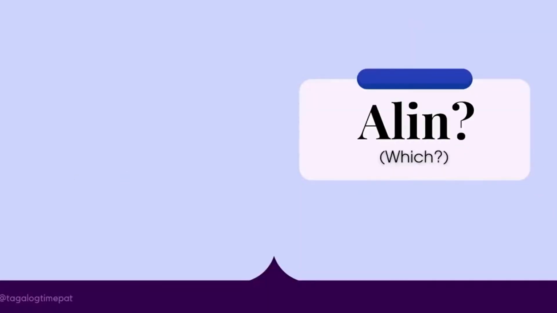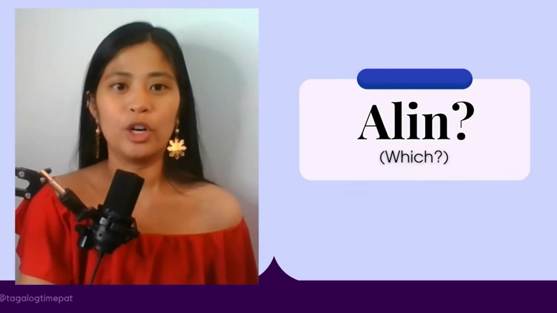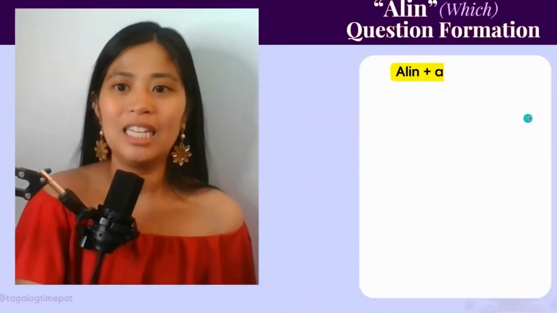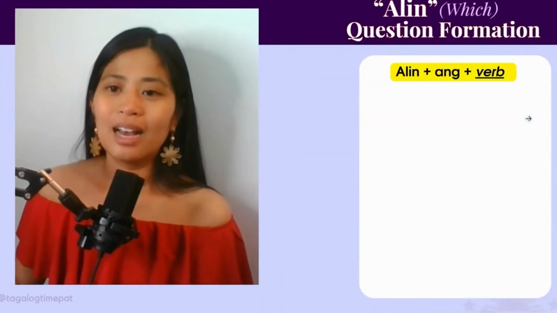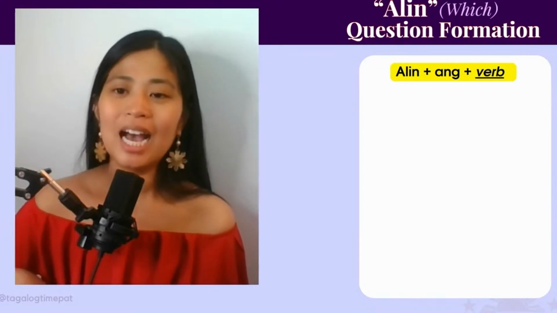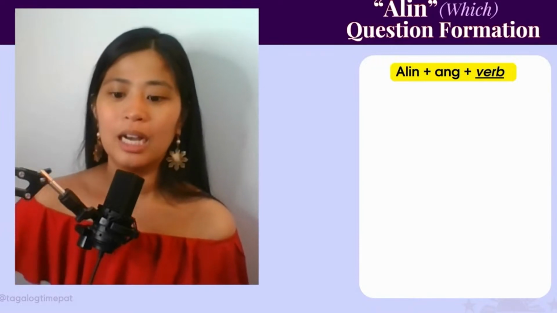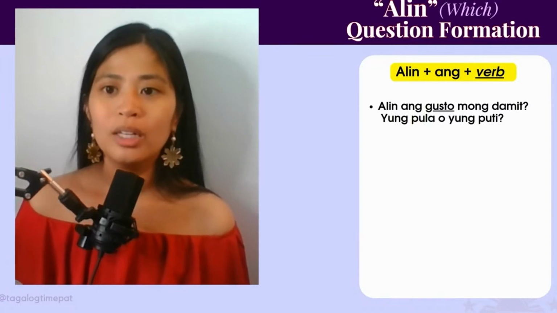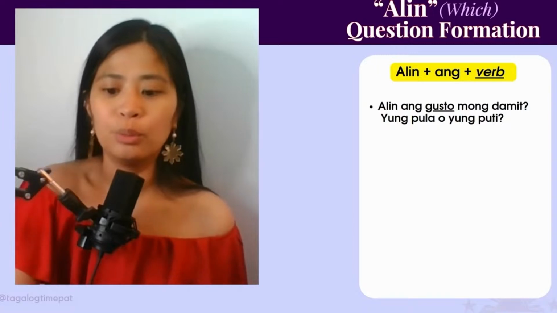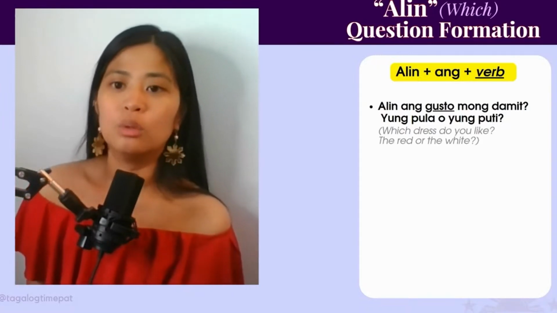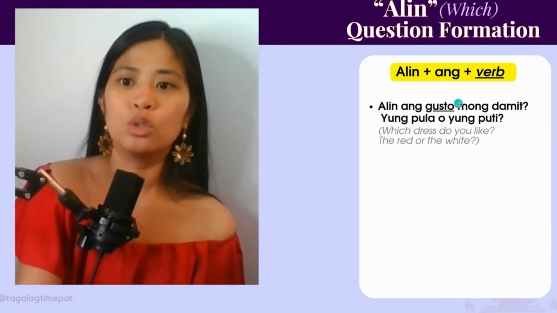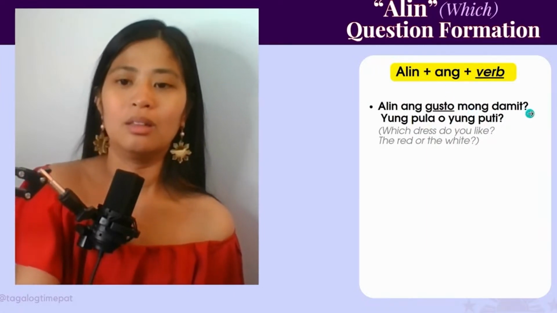So those were different ways to ask for how many. This next question word, alin, means which. Alin ang plus a verb. So, alin ang gusto mong damit? Yung pula or yung puti? Which dress do you like? The red or the white?